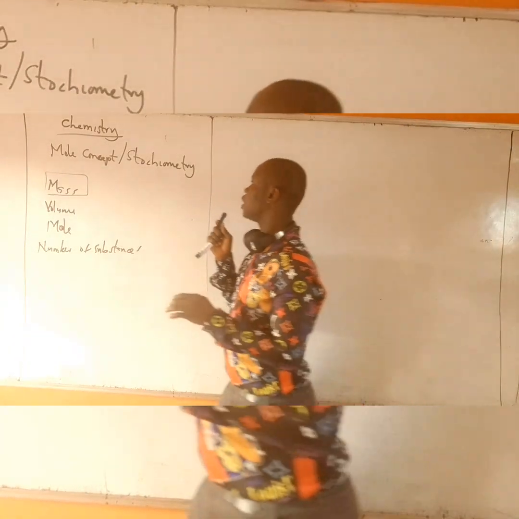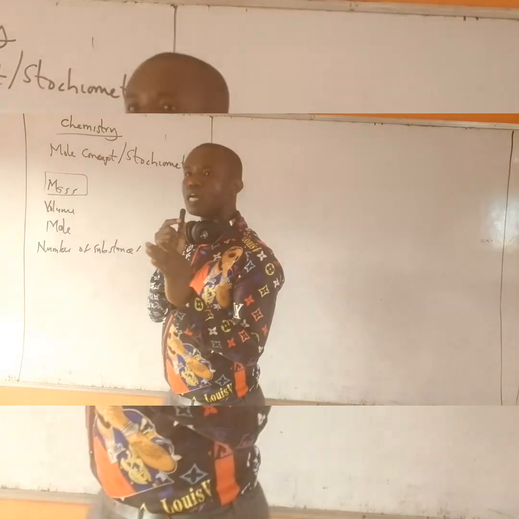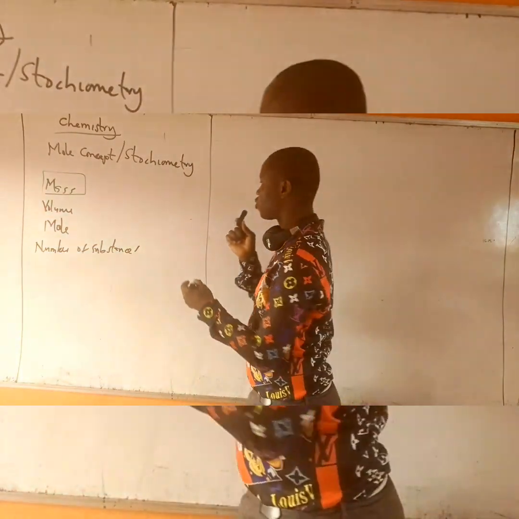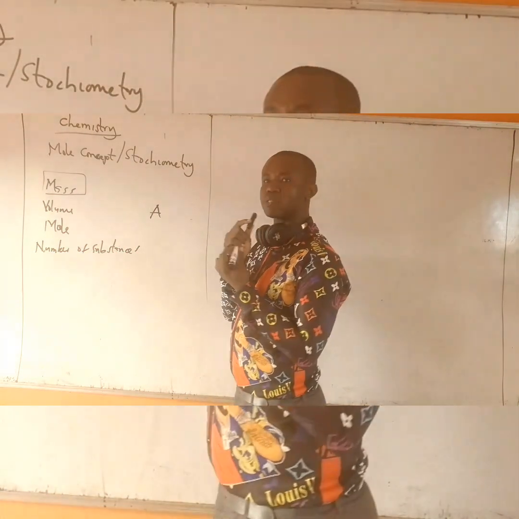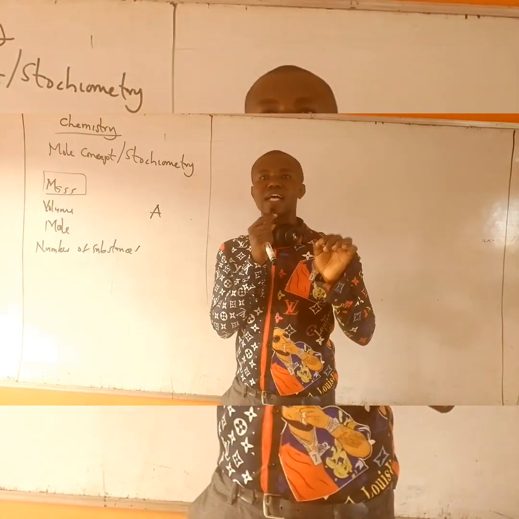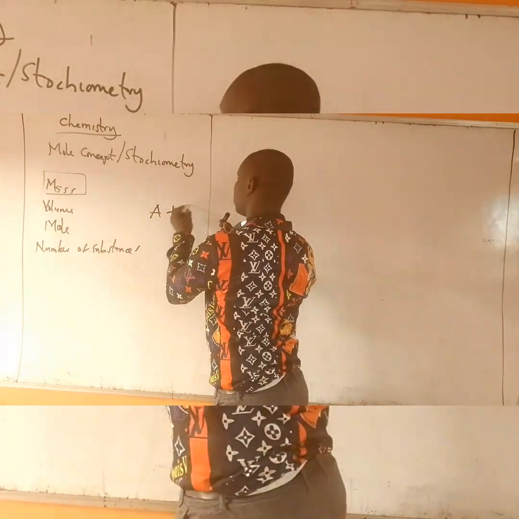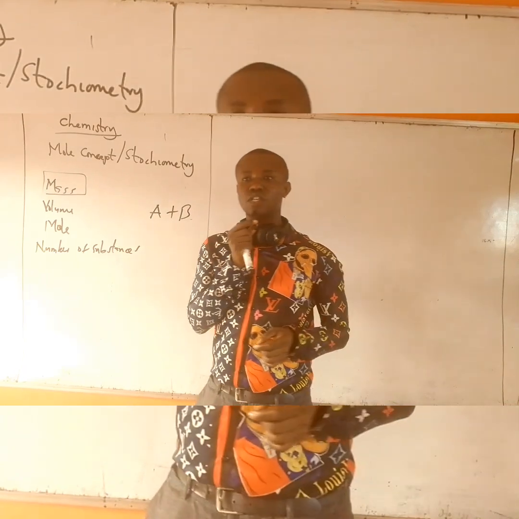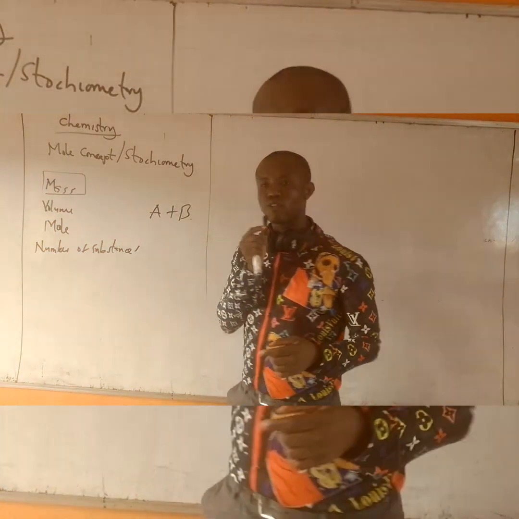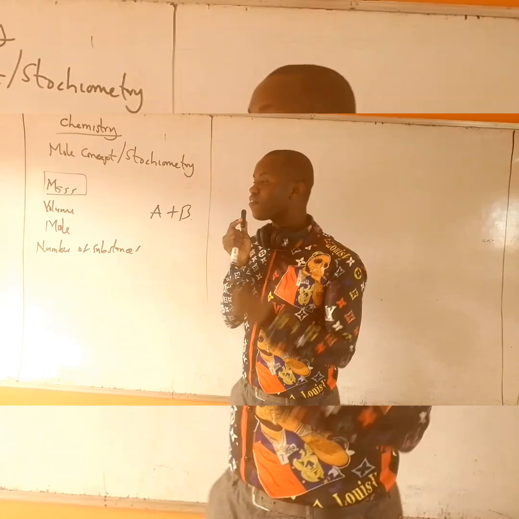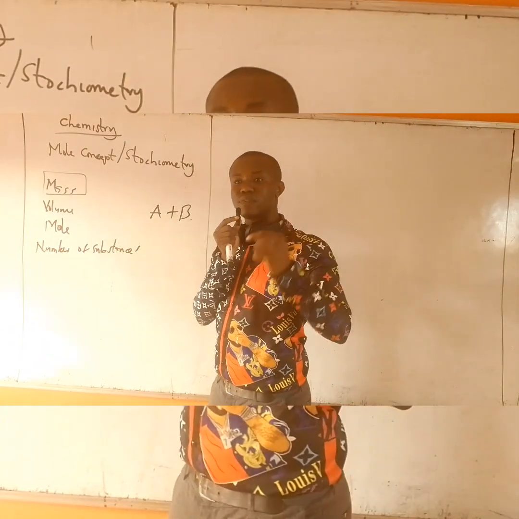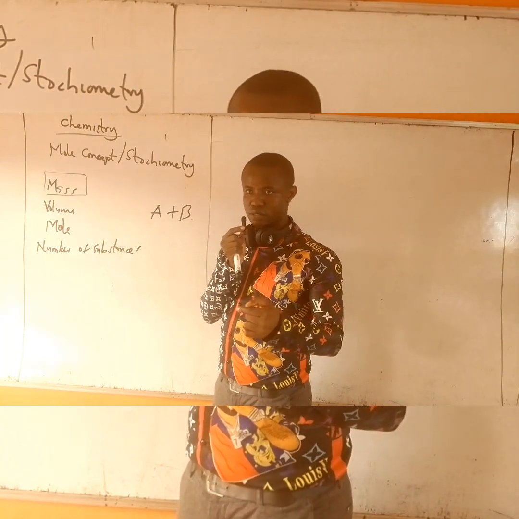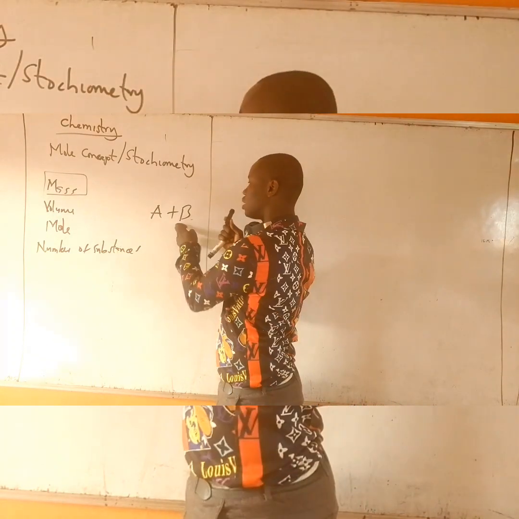So in the mole concept of stoichiometry, we are talking about the amount of substances that are reacting. Like if I have 5 grams of substance A, and it's to react with substance B, there's a mass of substance B that is required to react with this 5 grams of substance A. And when it reacts, there's an amount of the products, in terms of mass or volume or moles, that will be formed.